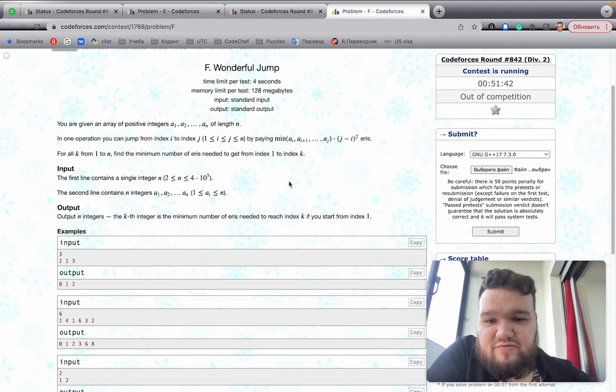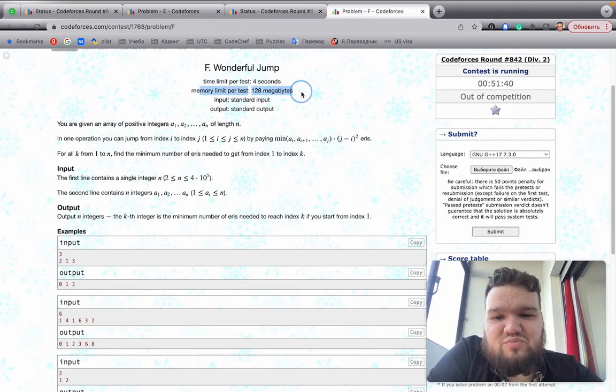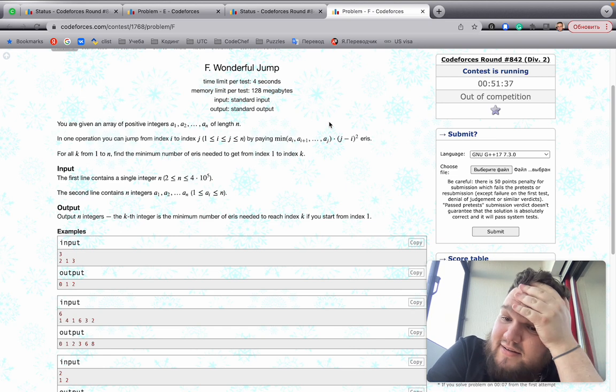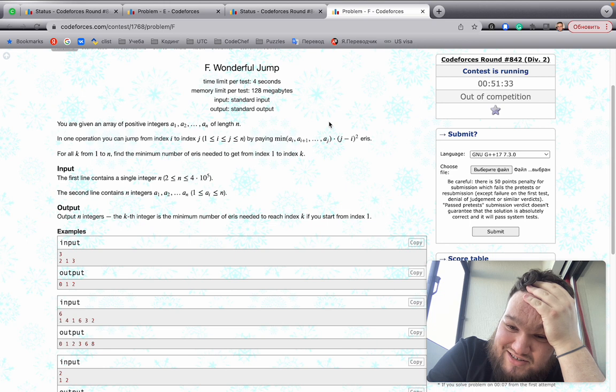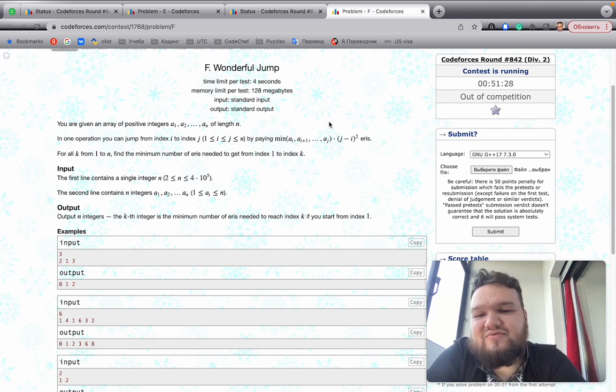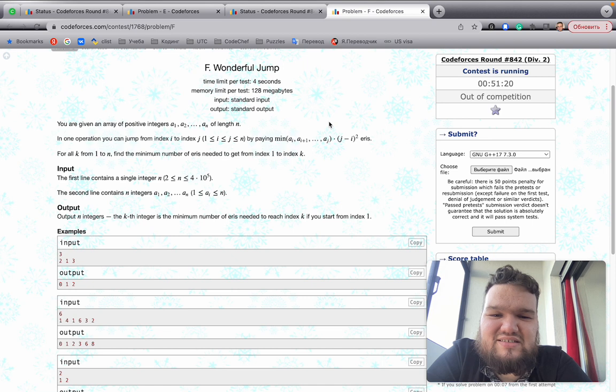So problem F, well, small memory limit, interesting. We are given an array of positive integers. It's not a permutation. Wow. In one operation you can jump from i to j, only to the right, by paying the minimum on the segment times (j minus i) squared. For all k, find the minimum cost to get from 1 to k, and all the numbers are up to n.